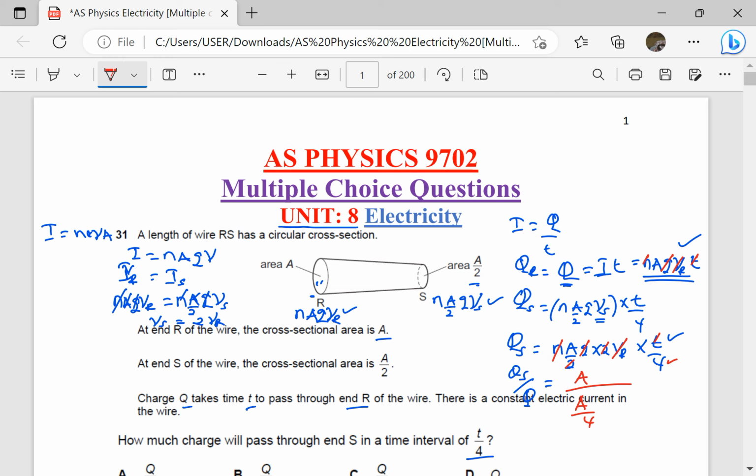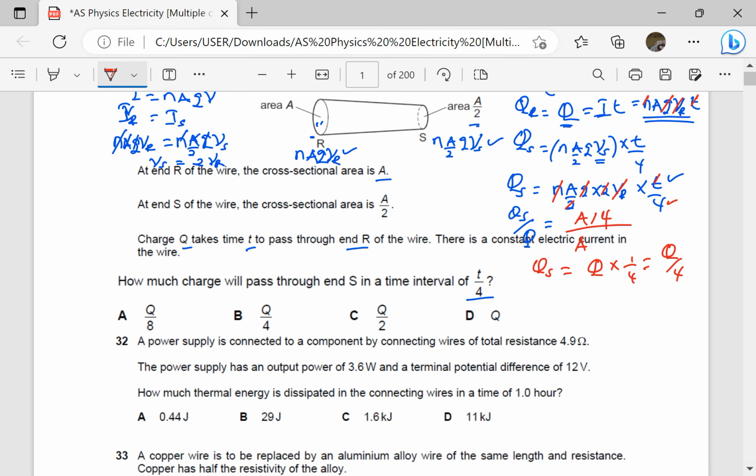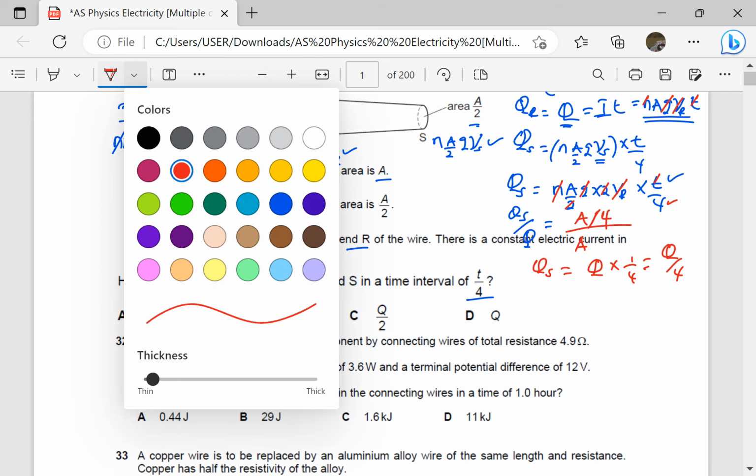A over 4 is in the numerator, and then in the denominator it is going to be A, because we are dividing the second equation by the first equation. So this leaves our ratio as QS is equal to Q times, because A has cancelled, 1 over 4. So our answer is going to be Q over 4, which makes our answer option B. So this is A over 4 divided by A, which is 1 over 4, then times Q, that gives us Q over 4. Okay.